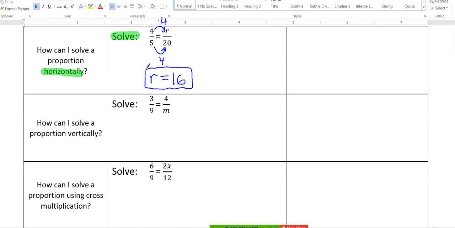You've solved the proportion because you found the value, 16, of the variable r that makes this equation true. Now, it won't always work. So that's why I'm going to give you this other method, which is vertical.